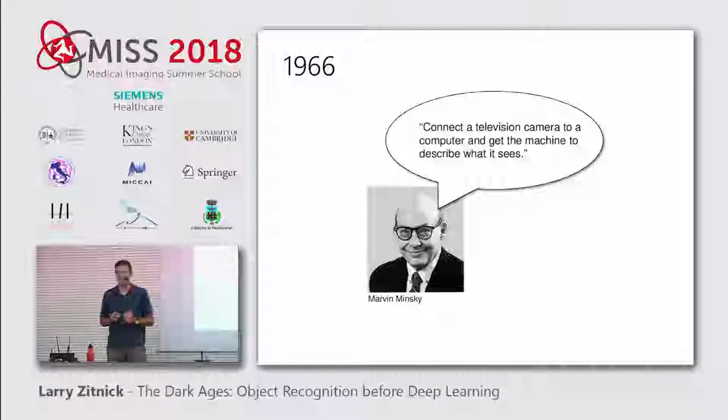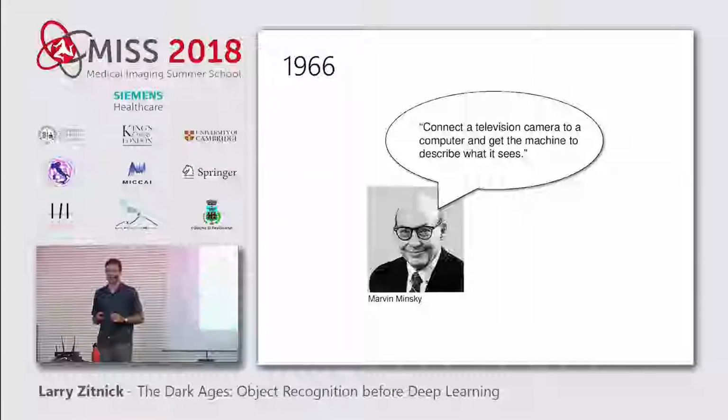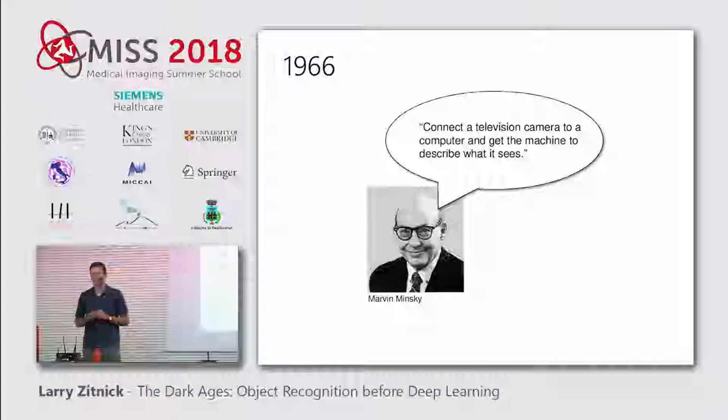Think about that, right? 1966. Think about how much compute power there was. Think about how much respect there was for computer vision at this point. Not very much. You're going to solve it in 3 months with hardly any compute, right? So what do you think happened?